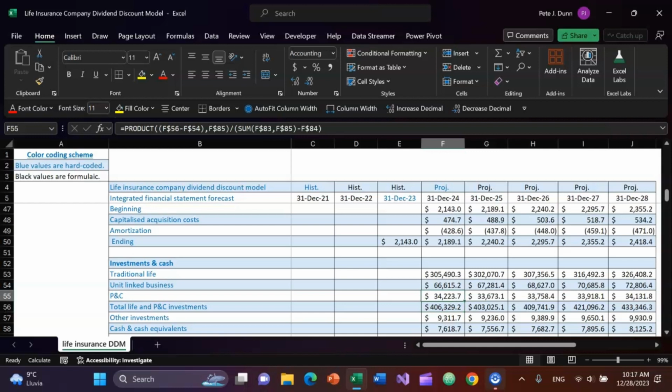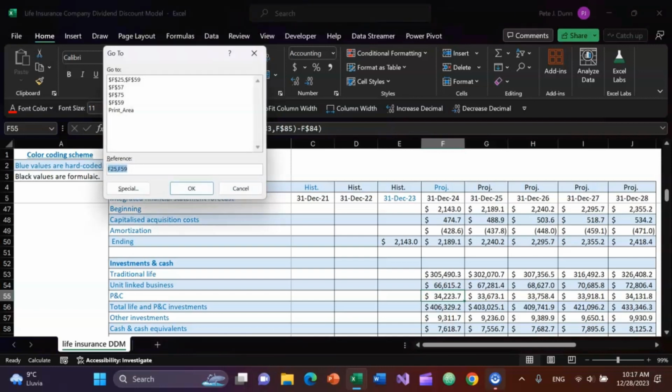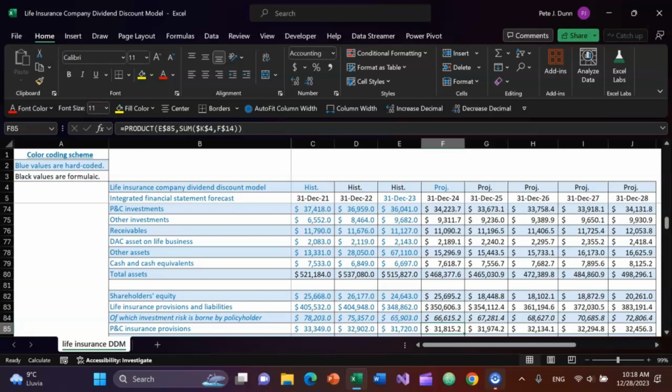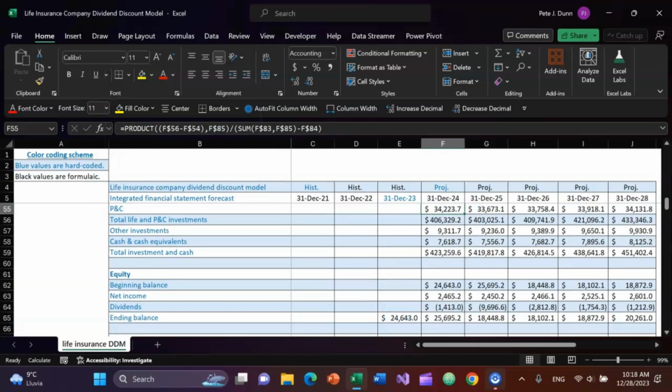And then for property and casualty investments, you subtract the total and the unit link business, multiply it by row 85 on the balance sheet. So I'll take you down there. And that is the insurance provisions for property and casualty. So again, it's tied to insurance provisions.